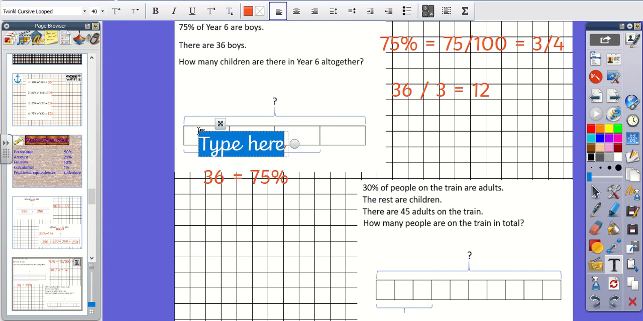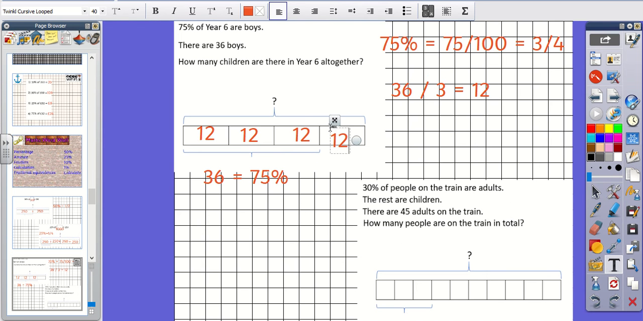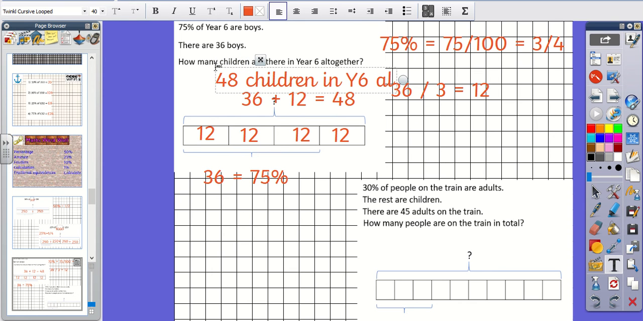So I know that all of these parts now are 12. And that goes for the whole as well. That goes for this last value that we are missing, 12. Okay then, so the question asks us how many children are there in year 6 altogether. So if we know that there are 36 boys and that's 3/4, we just need to add this other 12 on. So 36 add 12 is going to be 48. So there are 48 children in year 6 altogether.